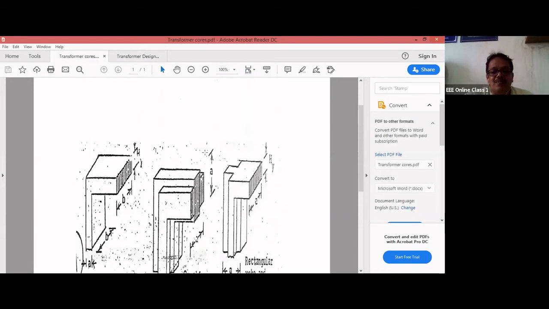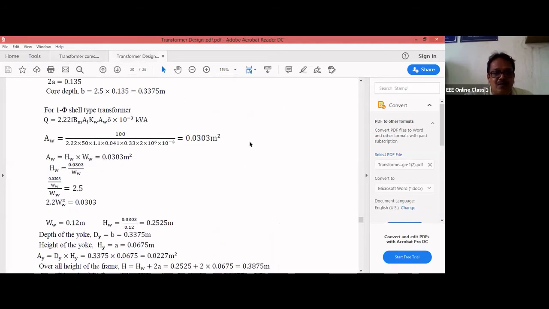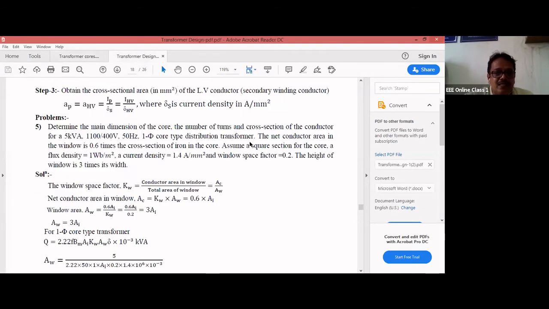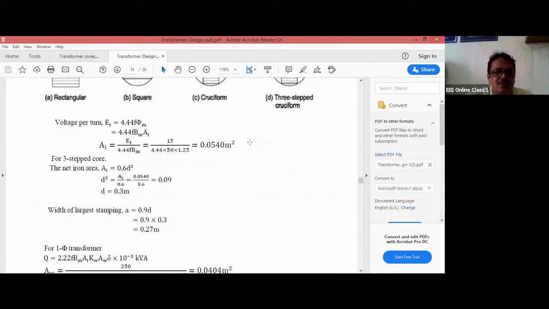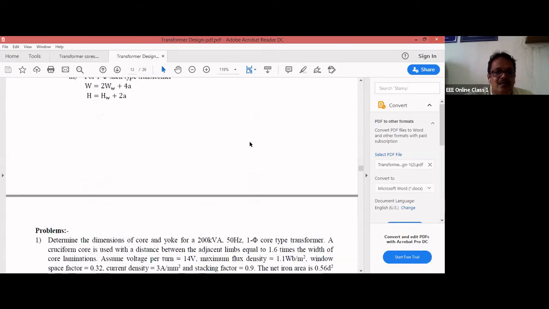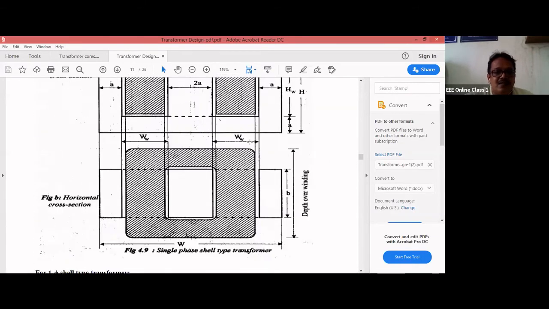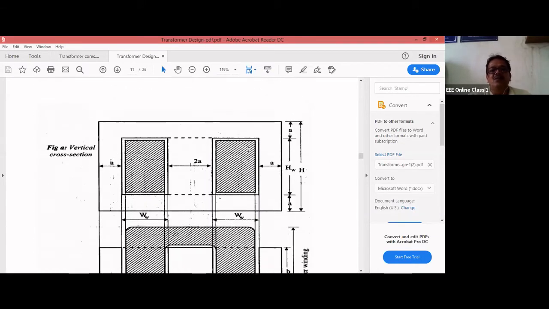If I go back to the shell type transformer figure, already explained, but I'll once again show the figure. This is your shell type. What is the height of the yoke here? Height of the yoke is nothing but A. A is nothing but what? The width of the side limbs. This is the width of the center limb. This is the width of the side limb. So hy, the height of the yoke, is nothing but small a, the width of the side limbs.